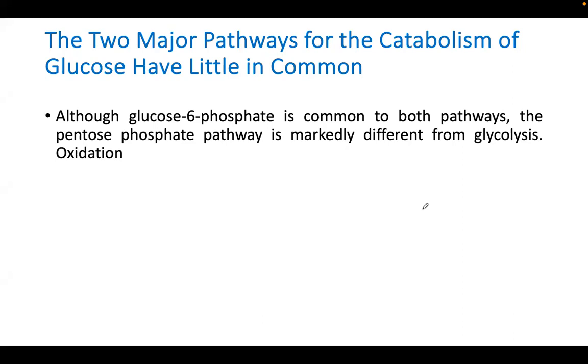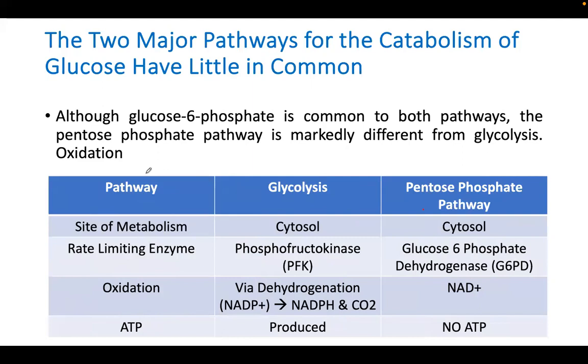Glycolysis and the pentose phosphate pathway have some similarities, but they are actually different from each other. In this table, take a look that both occur in the cytosol. This is the first similarity you have to memorize. The rate-limiting enzyme for the pentose phosphate pathway is G6PD. The rate-limiting enzyme for glycolysis is phosphofructokinase or PFK. Please remember, the pentose phosphate pathway does not produce ATP. Memorize that by heart.